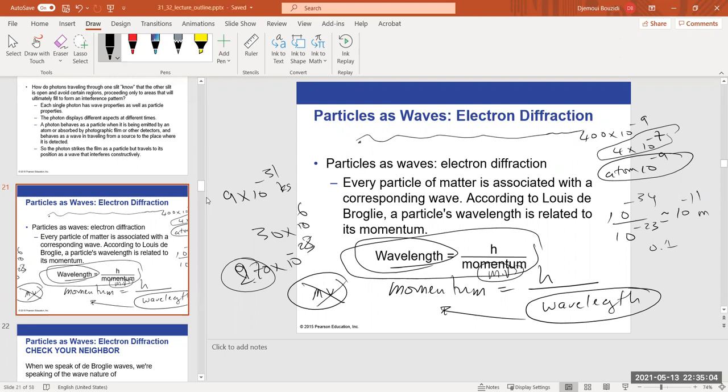But now for the electron, because of this relationship, which we now know is true, its wavelength is of the same size as the atom. So we can use it to see the atom. That's how we actually took pictures of the atom, using electron microscopes. Very powerful stuff.